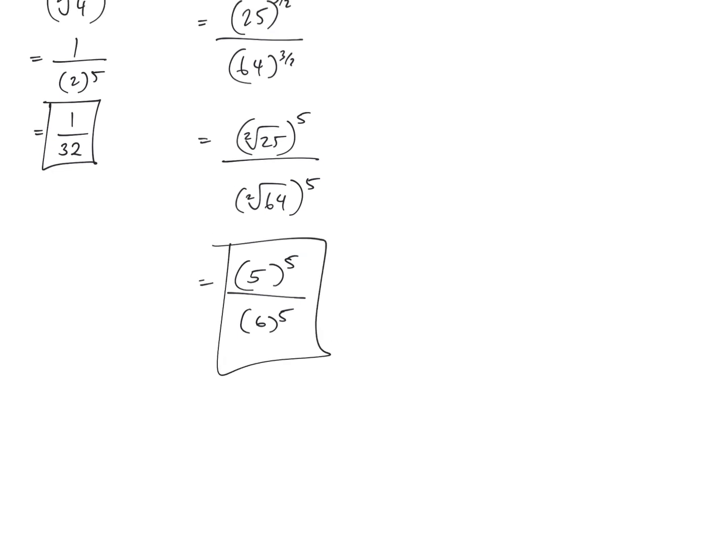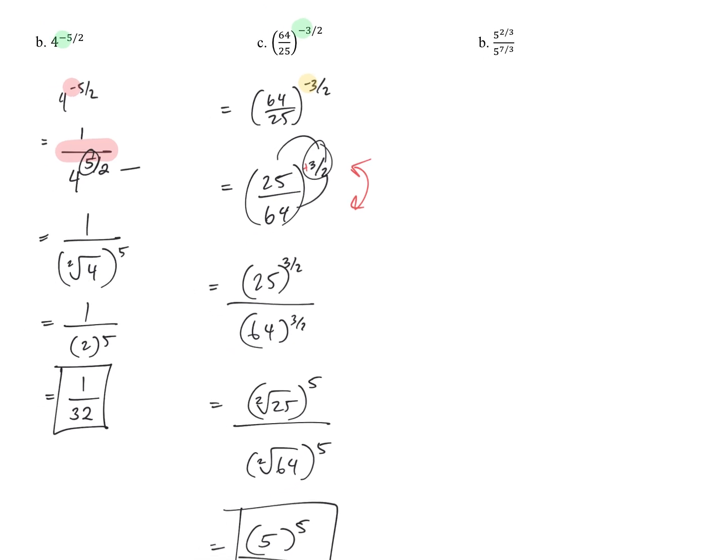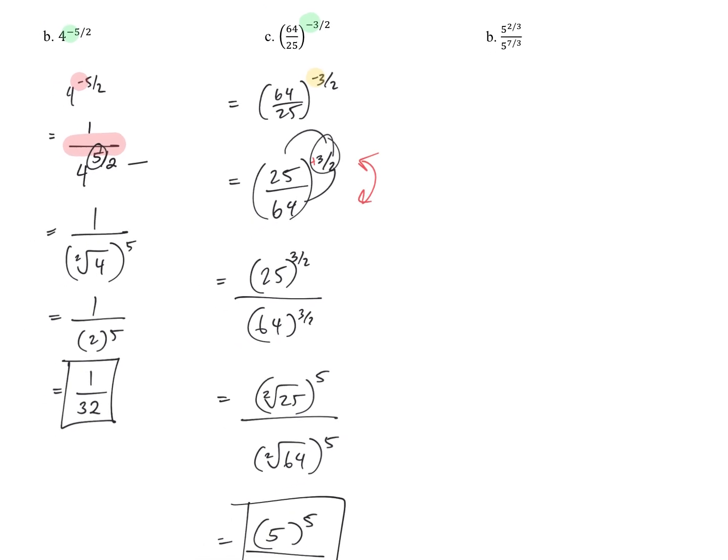Alrighty, and that's it. Let's take a look at the last one for this section. It's going pretty quick. What do we have? We have 5 to the 2 over 3rd power and 5 to the 7 over 3. So if we were going to apply what we've been doing before, that would be the 3rd root of 5 squared over the 3rd root of 5 to the 7th power. I don't know about you, but I don't know what the 3rd root of 5 is. So I can't proceed with that.